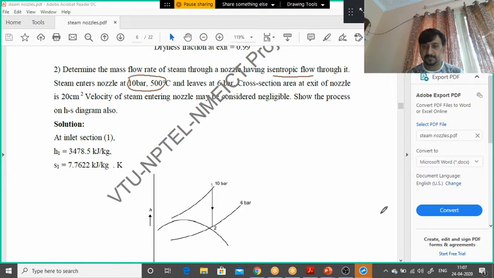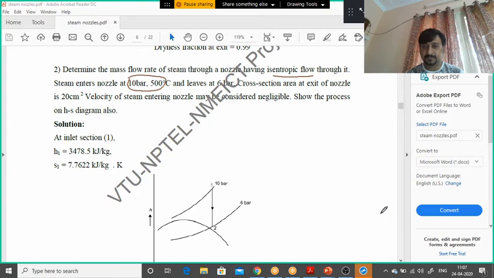Till what state, they have not mentioned here. Determine the mass flow rate of steam through the nozzle, isentropic flow through it. Steam enters the nozzle at 10 bar, 500 degrees Celsius and leaves at 6 bar. Yeah, they have given that it is leaving at the 6 bar pressure. So inlet pressure is 10 bar and temperature is 500 degrees Celsius.